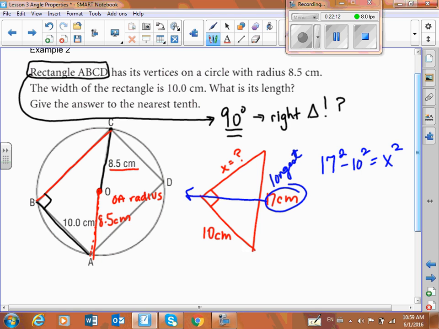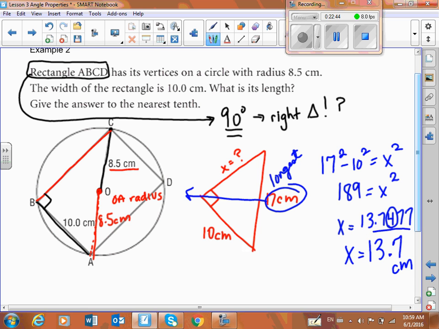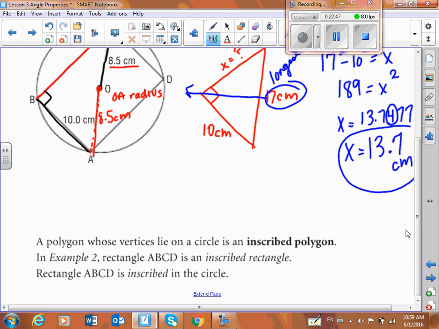So we're going to do 17 squared, take away 10 squared. I get 189. So 189 equals x squared. So I root that. And it says to the nearest tenth, I get 13.7477. I go to the nearest tenth, I look at this digit, 13.7. Don't forget your units. Oops, centimeters. Okay.